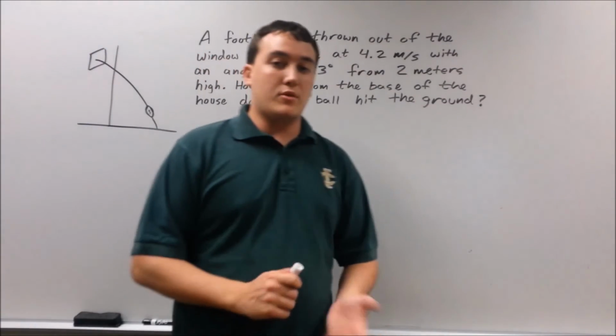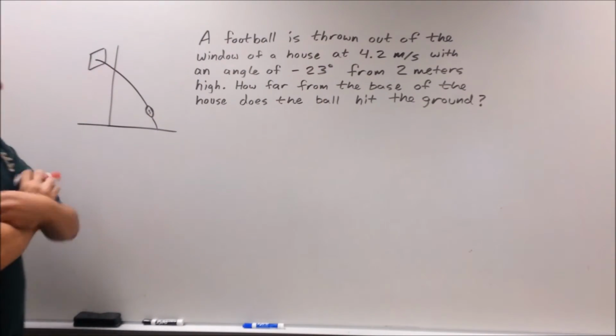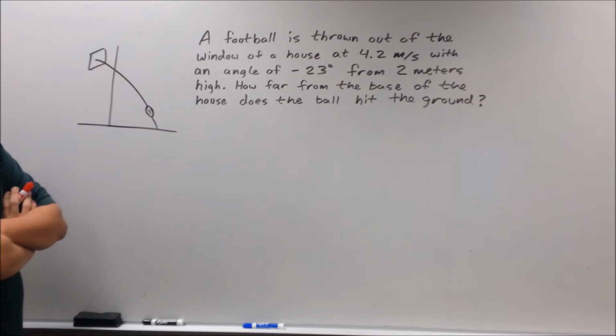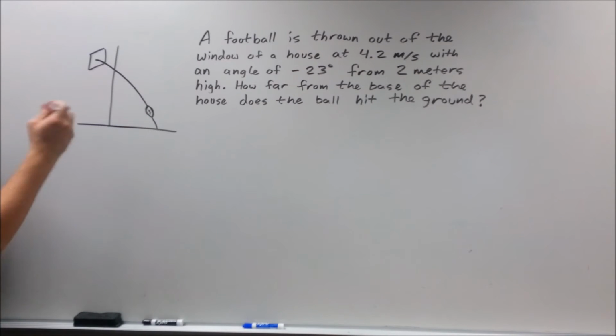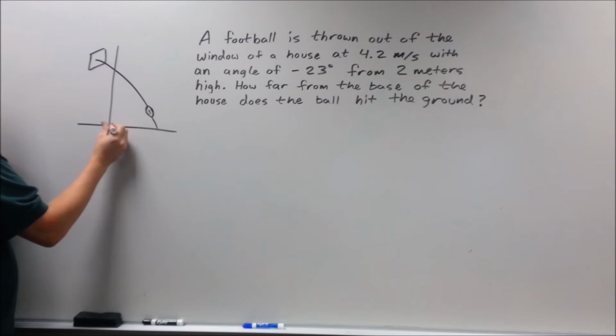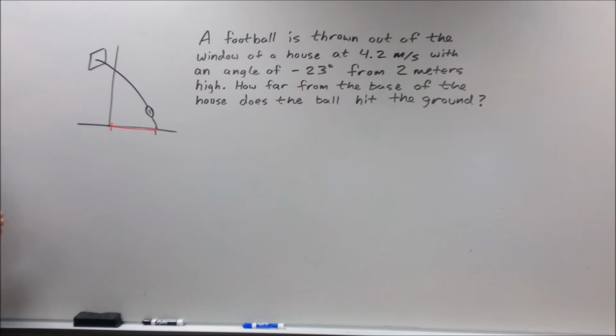Okay, second problem. A football is thrown out of the window of a house at 4.2 meters per second with an angle of negative 23 degrees from 2 meters high. How far from the base of the house does the ball hit the ground? So in the end we want to know this distance, d.